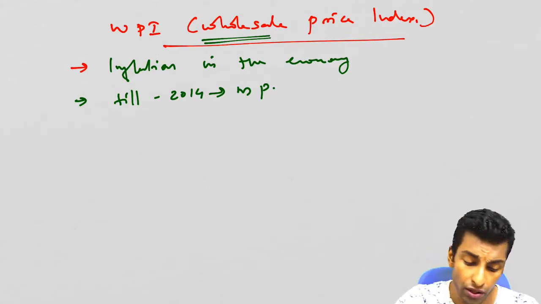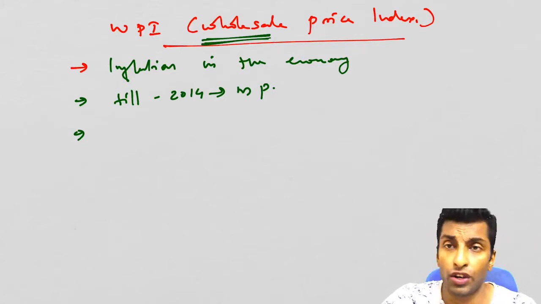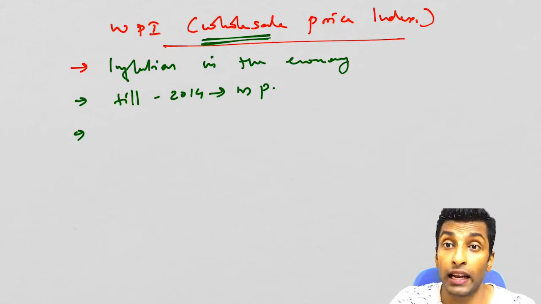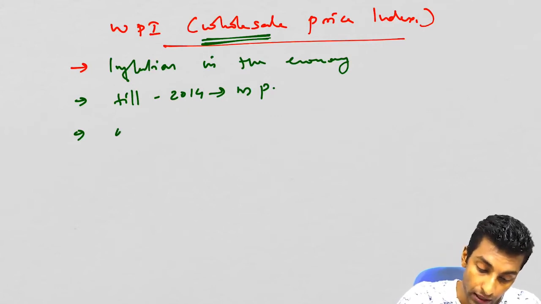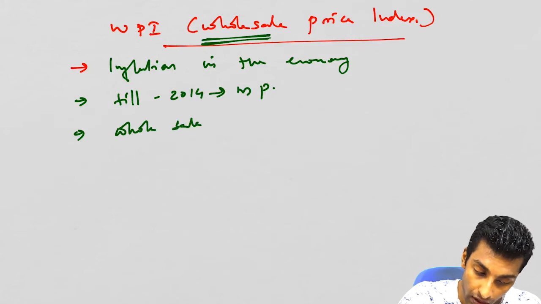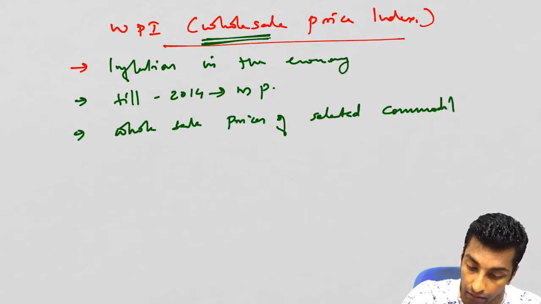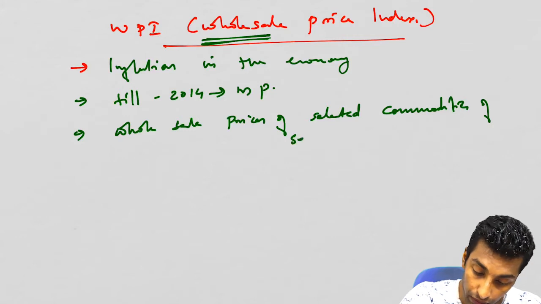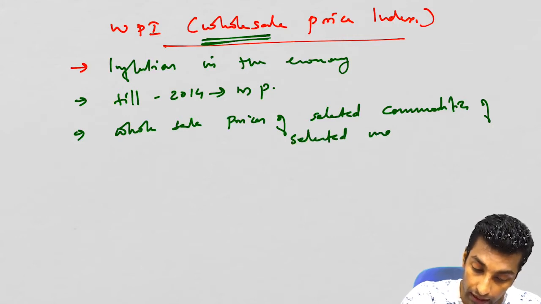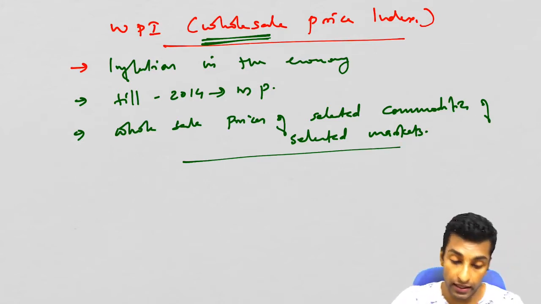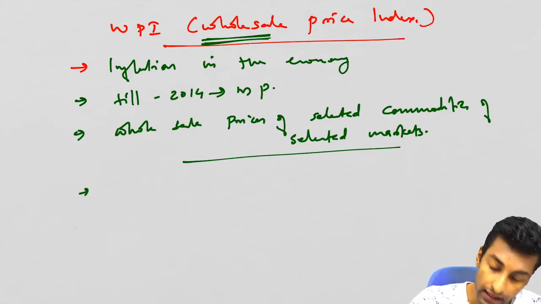Now it is based on wholesale prices, as its name indicates. Is it based on all commodities? No, you cannot take all the commodities, so you will go for sampling. So selected commodities of selected markets. Okay, so wholesale prices of selected commodities of selected markets.